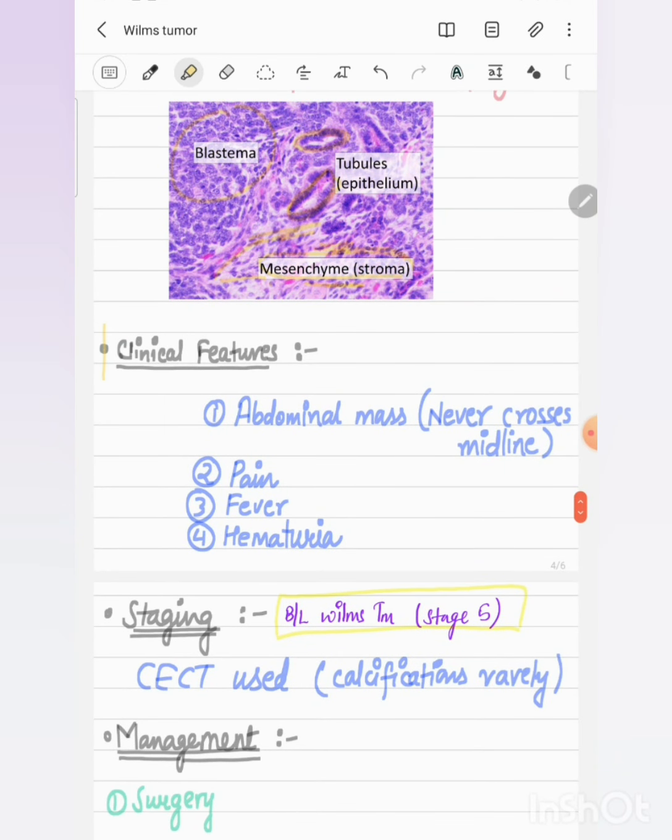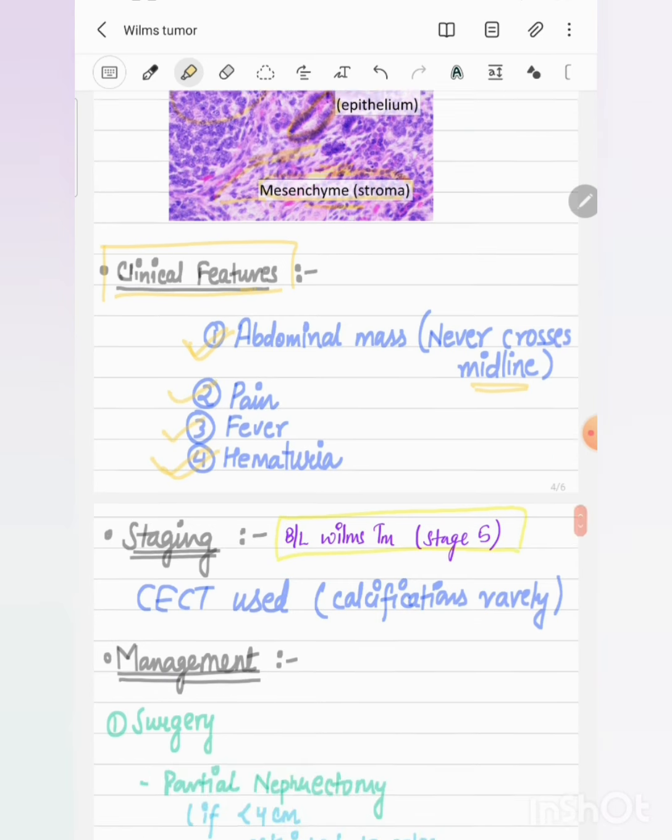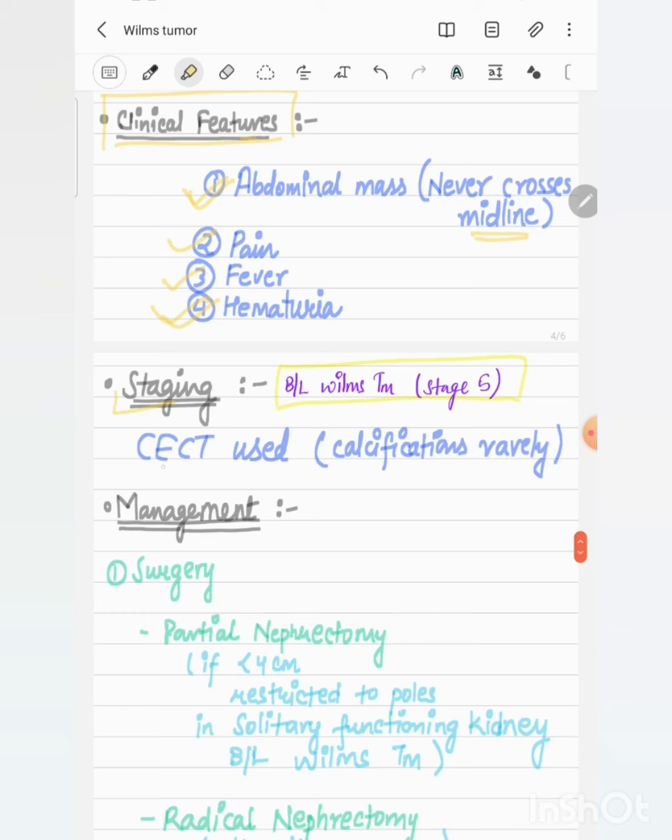Now coming to the clinical features of Wilms tumor: abdominal mass which never crosses the midline, while in neuroblastoma the abdominal mass crosses the midline. Pain, fever, hematuria. Staging: CECT is used to stage Wilms tumors, and bilateral Wilms tumor is considered stage 5. Calcifications are rarely seen in Wilms tumor, but are very common with neuroblastoma.